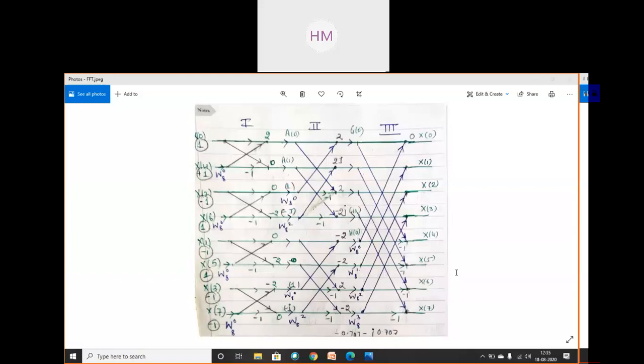Then next what we have to do? We have to mark all the inputs and outputs. Inputs, since we are using DIT FFT, are in bit reversed order. First is my x0, then x4, then x2, x6, all evens together, but they are merged first and fourth, second and sixth.